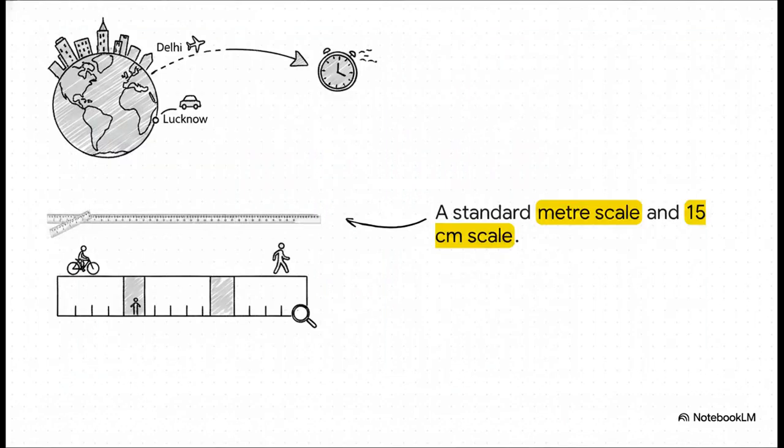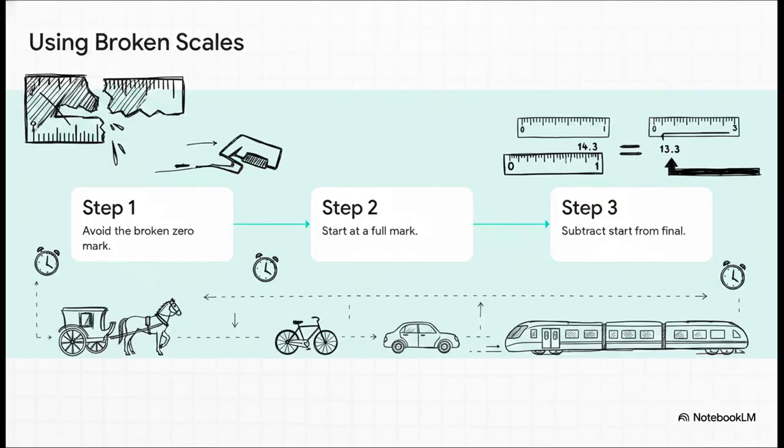The tool that brought order to the world is beautifully simple, the standard scale. And the exact breakdowns are super easy to follow. The SI unit of length is the meter. 1 meter is divided into 100 equal centimeters. Each centimeter is then divided into 10 millimeters. And for those really huge distances, like going from Delhi to Lucknow, we use the kilometer, which is exactly 1,000 meters. But it's absolutely crucial to actually know how to use the scale correctly.